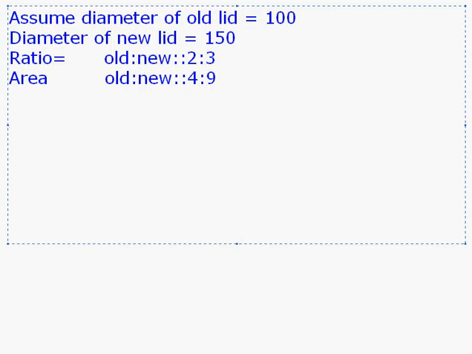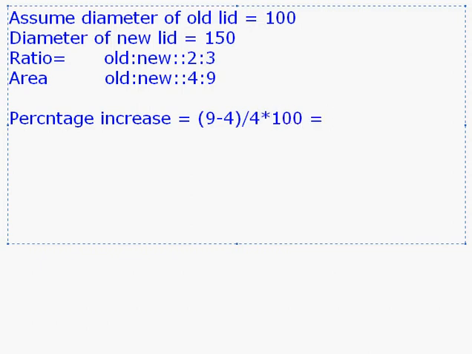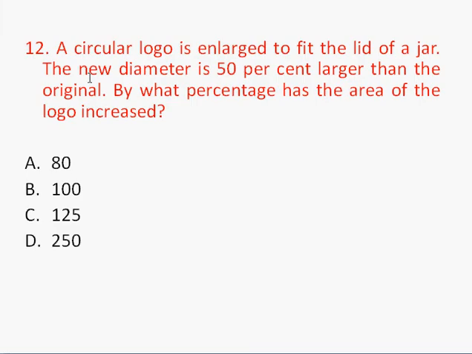Now what is the percentage increase? For finding out the percentage increase, the area was 4 earlier, now it has increased to 9, so the percentage increase will be 9 minus 4 divided by 4 times 100, so it will be 125%.